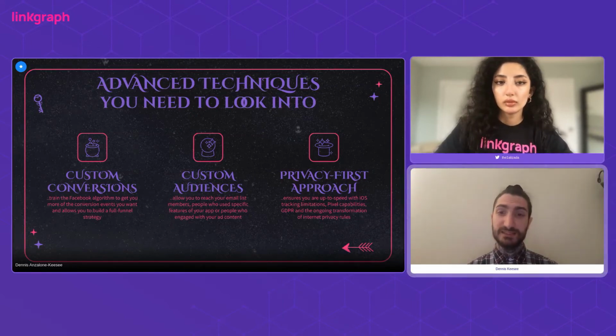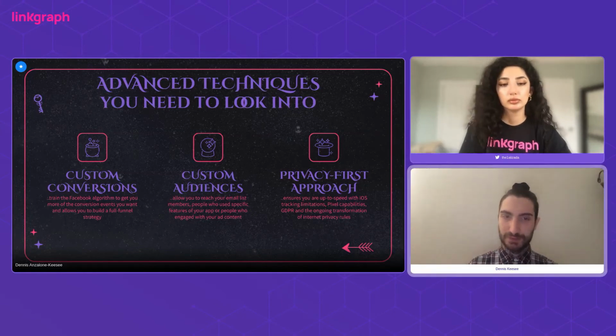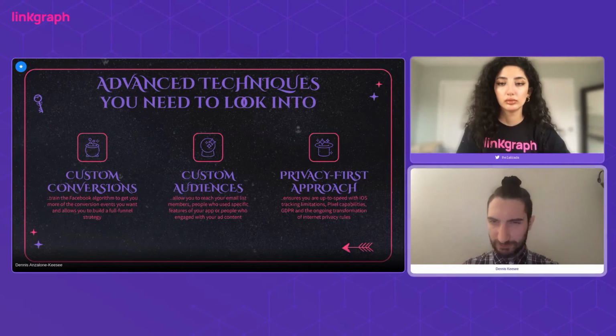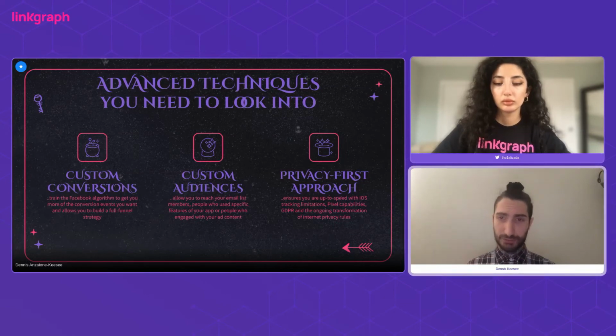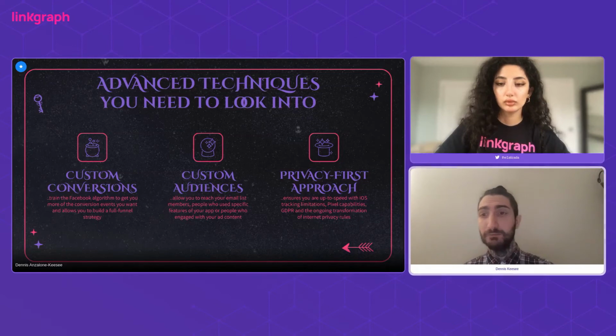The second advanced technique is custom audience, and in particular, customer list. So custom audiences, what they do, they allow you to reach your email list members or people who use specific features in your app, if you have an app, or people who engage with your content. So people who engage with your Facebook page, Facebook post, with your ads, with your videos, people who watch a specific length of your videos and stuff like that.